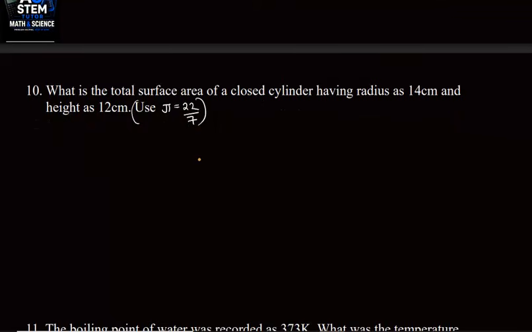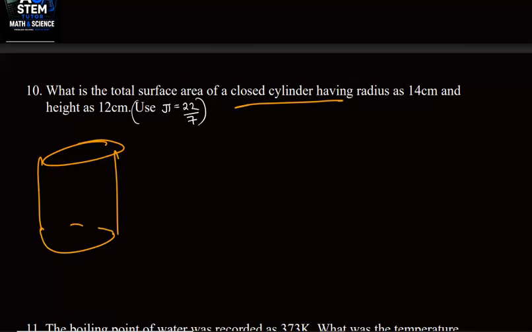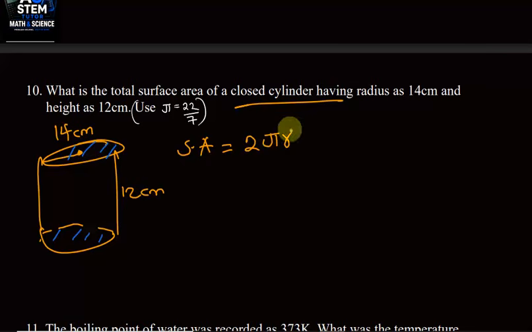Next question. What is the total surface area of a closed cylinder? So a closed cylinder is here with the radius as 14. The radius is 14 centimeter. Height is 12 centimeter. And pi is 22 over 7. It is closed. It means all the circles are present, we are going to add them. Therefore, the surface area is 2 pi r squared, then plus pi dh.